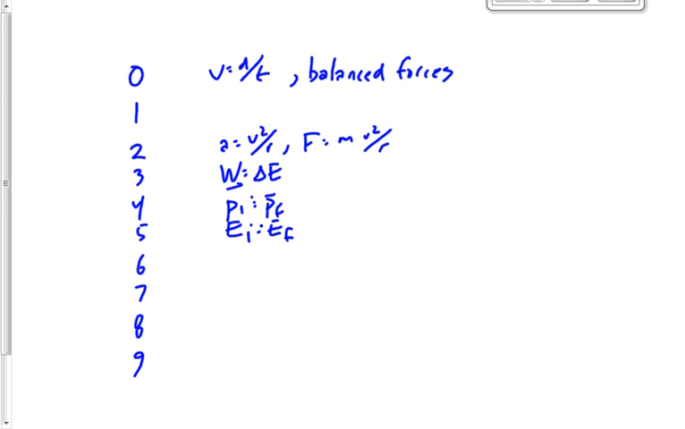But as long as the total energy is constant, we use conservation of energy. Then conservation of momentum, talking about balance. Use that equation.